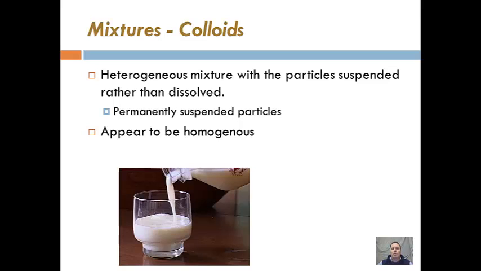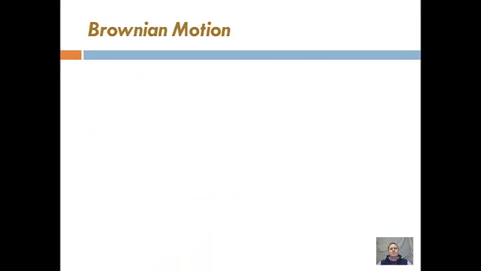They appear to be homogeneous the whole time, where homogeneous means they look the same throughout. And unlike suspensions, the particles cannot be filtered out. They're small enough that we can't separate them. But the question is, if it's heterogeneous, then why won't these guys separate? And the answer to that is what we call Brownian motion.